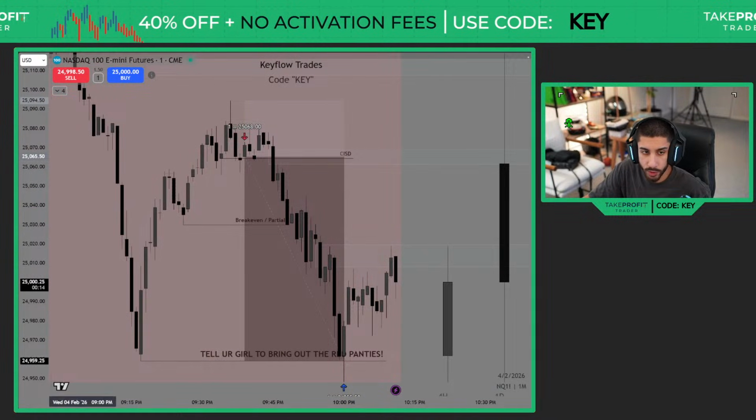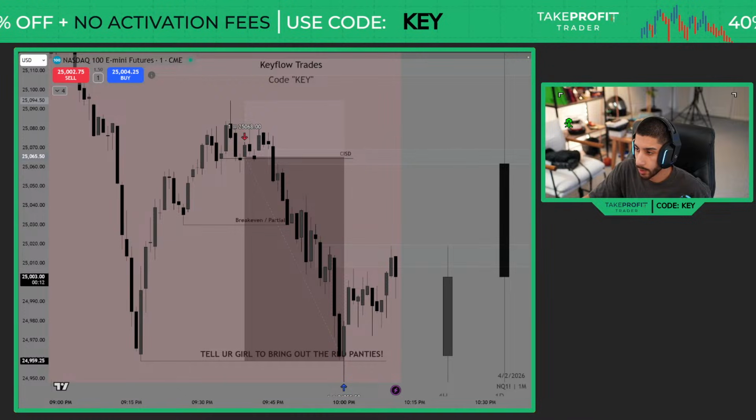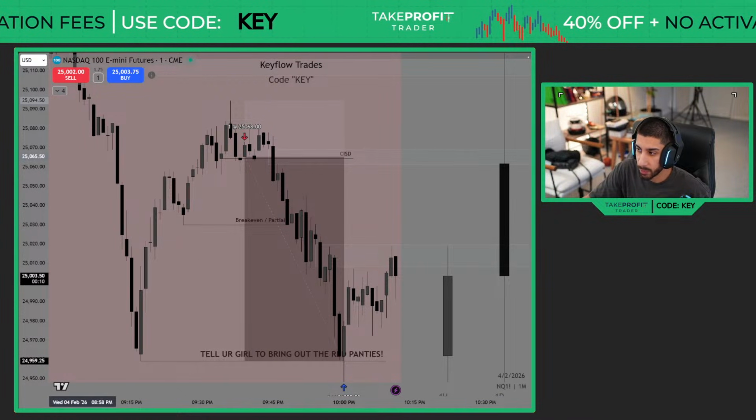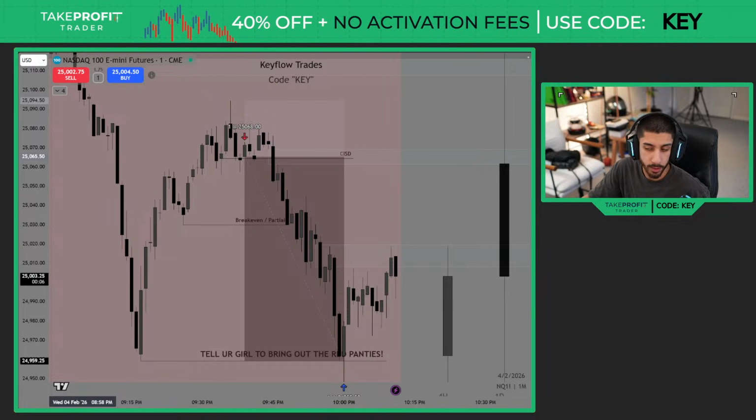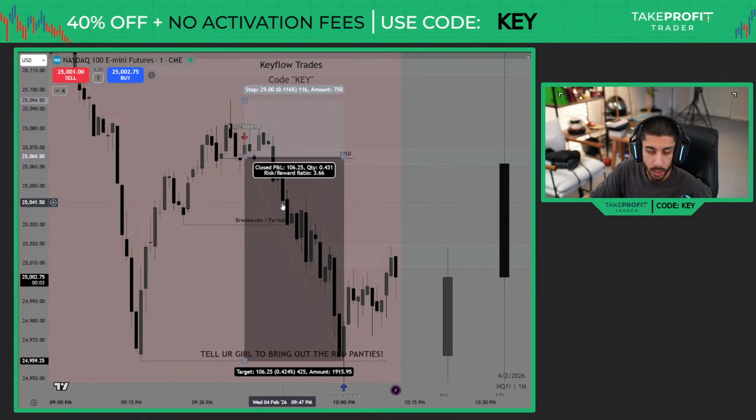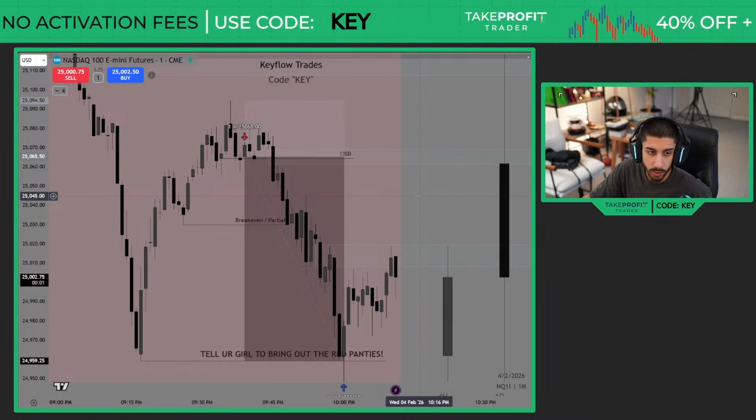What is the abbreviation PRNA? I think you're confusing PD array with PRNA. It is PD array, which is a premium discount array. It just refers to fair value gaps, order blocks, all those things.